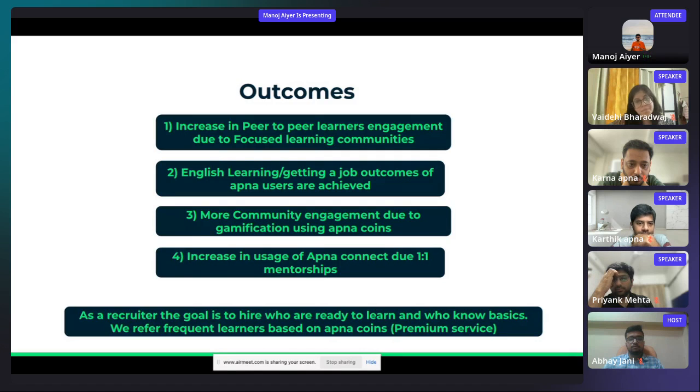Increased peer-to-peer engagement due to focused learning communities. The user's goal of learning English and getting a job is achieved. More community engagement due to gamification using Apna coins, and increased usage of Apna Connect due to 1:1 mentorship.